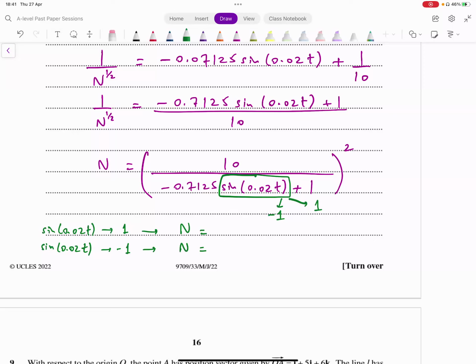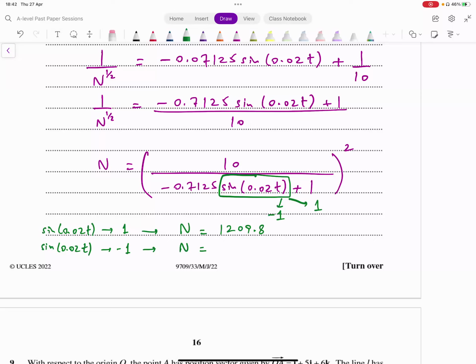10 divided by -0.7125 into (1 plus 1), and then whole squared. Okay, so when I input 1 in place of that, that is giving me n equal to 1209.8. Okay, this is one possibility. अब हमें नहीं पता ये सही है कि नहीं, हमें पहले दूसरे में जाके इनपुट करना पड़ेगा. ठीक है, पहले -1 इनपुट करना पड़ेगा, उससे देखना पड़ेगा उससे क्या आता है.